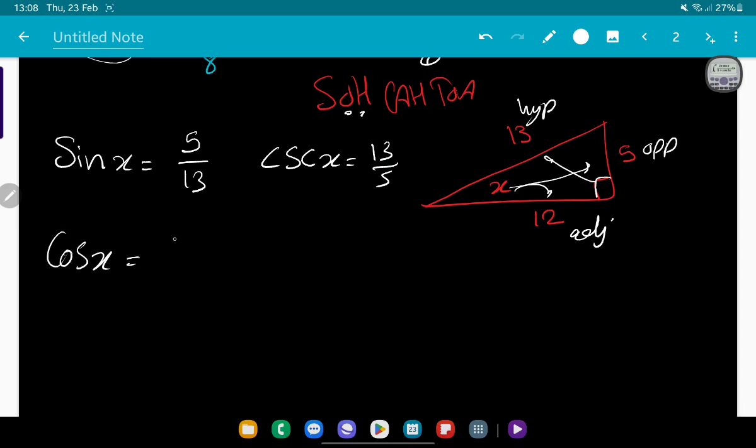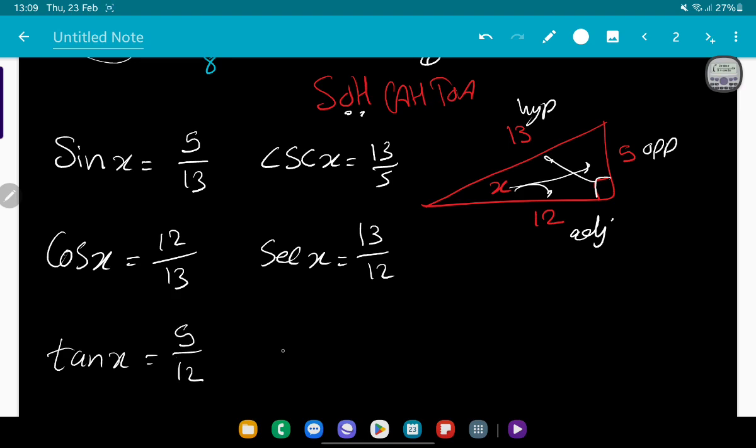Cosine x is adjacent over hypotenuse, which is 12 over 13. Sec x is 13 over 12. Tan x is opposite over adjacent, which is 5 over 12. So cotan x is 12 over 5.